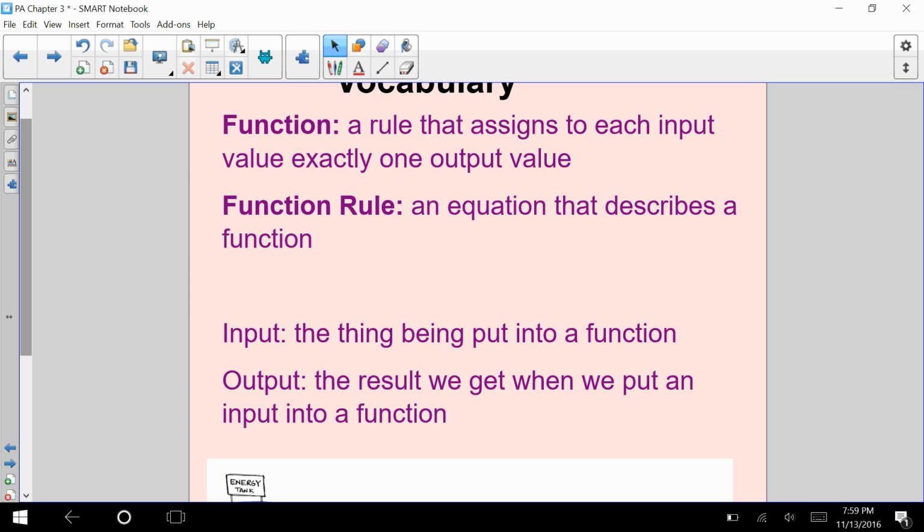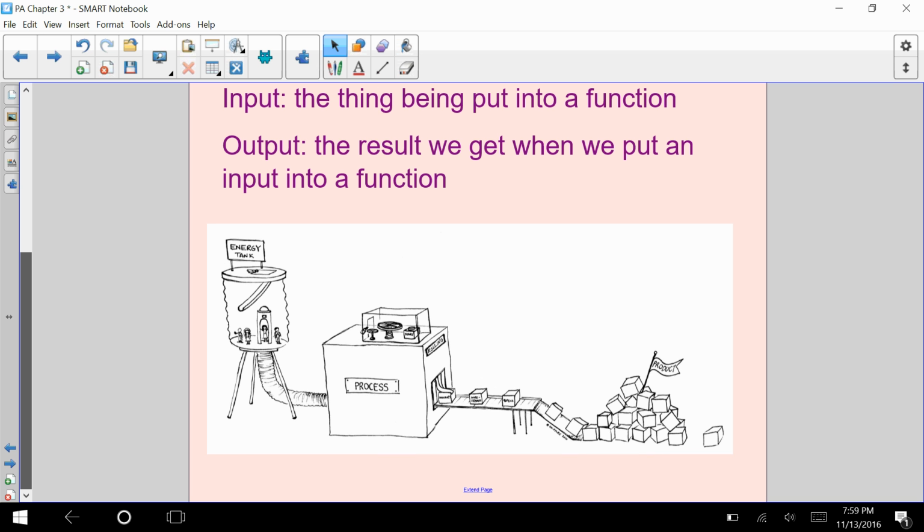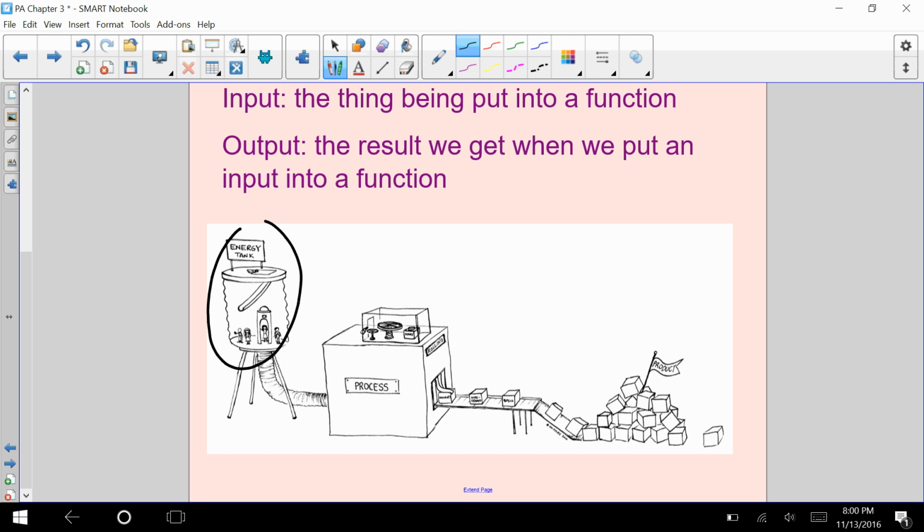So you also need to know what input and output are. The input is the thing being put into the function, and the output is the result we get when we put an input into a function. My little image here, we start with our inputs over here on the left. They go into whatever process that's our function, and they come out as our outputs.